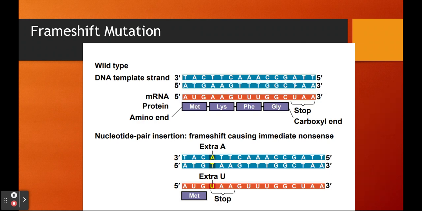Okay, so here's what they look like. Here's an example at the beginning at the top. If we look at the bottom, let's put in an extra A. So let's add an extra nucleotide right here after methionine. Normally we'd have a lysine. In this case, we have a stop codon. So in this case, we've stopped the translation of the protein altogether.